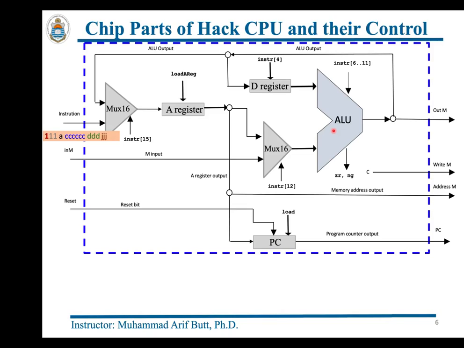Dear students, the tricky part in writing the HDL for our hack CPU is handling and routing different control inputs. As you can see, a control input for this MUX16, for this MUX16, the control input for these three registers, and the control input of course for this ALU. So two control inputs for these MUX16 chips, three control inputs for these three registers, and six control inputs for the ALU specifying the operation it needs to perform. So let us now understand how these different control inputs can be routed to appropriate chip parts.